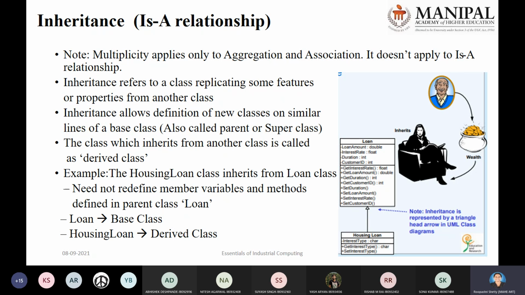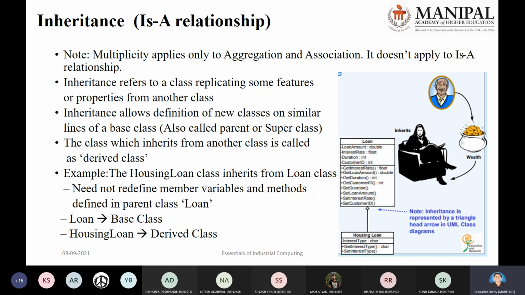So there are already 4 members of loan class, which housing loan will inherit, plus there will be an interest type, one more additional attribute. So there will be 5 attributes for housing loan class: 4 it inherits from the parent and 1 it can have its own. Similarly, for member functions, 8 it inherits from the parent class and 2 it has as additional, and it can have any number of additional features. But it inherits all the properties of its parent class.